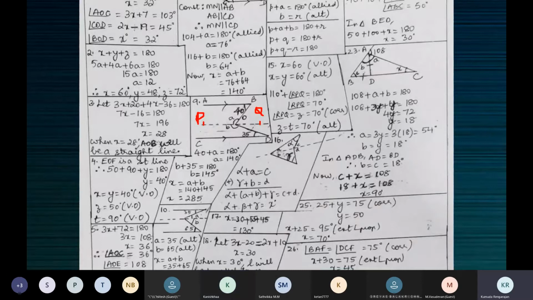We need to write all this first. All of you write it. Through O, draw PQ parallel to AB. Next line, AB parallel to CD, given. Next line, therefore, PQ parallel to CD.